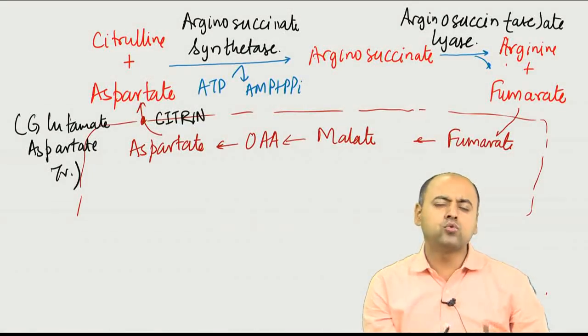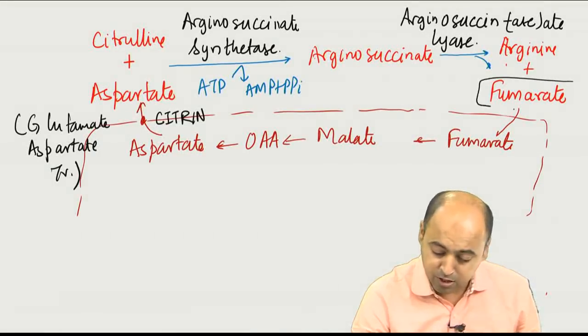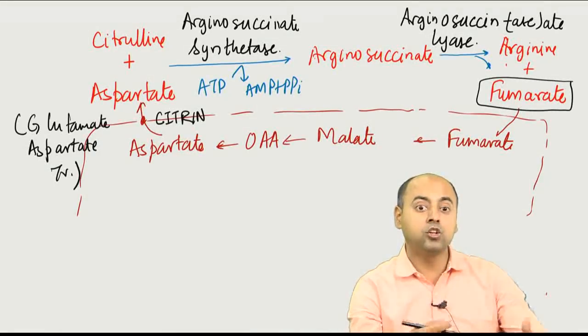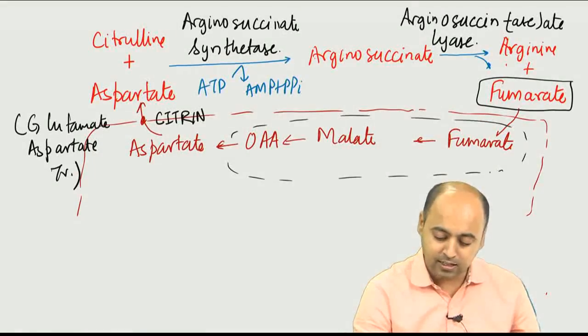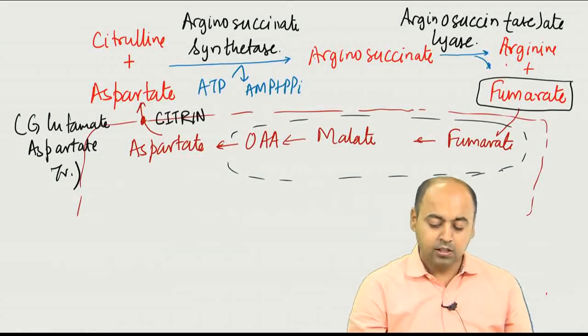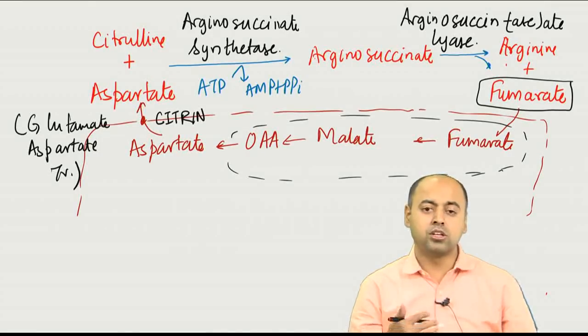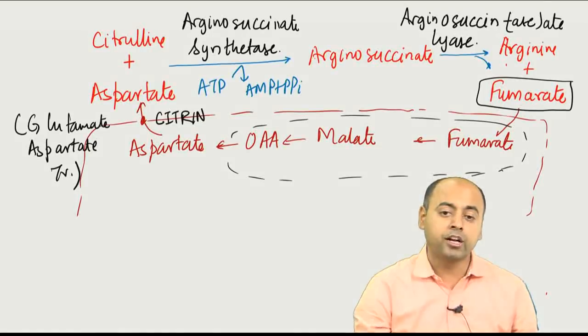Now the question can be asked in two ways. If they mention substrate, obviously the most important name would be the fumarate, the bridge between the urea cycle and the TCA cycle. These are the reactions of the TCA cycle. So the bridge between the urea cycle and TCA cycle is the fumarate.